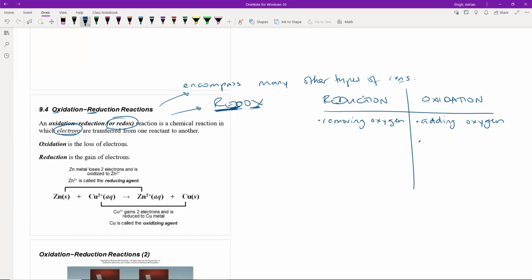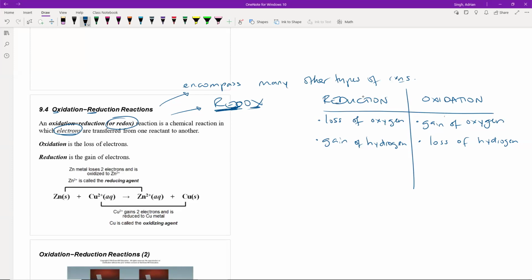Oxidation also involves, or can involve, the loss of hydrogen, which means reduction would involve the gain of hydrogen. If something is gaining hydrogen, we say that it's undergoing reduction. If it's losing hydrogen, we say that it is undergoing oxidation. I'm going to change the terms up a little bit, so we're consistent with our terms: adding oxygen, or the gain of oxygen. Then removing something is similar to loss.